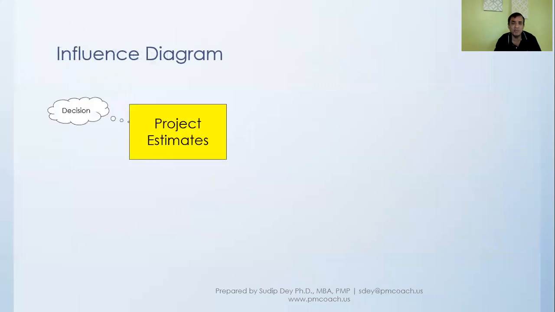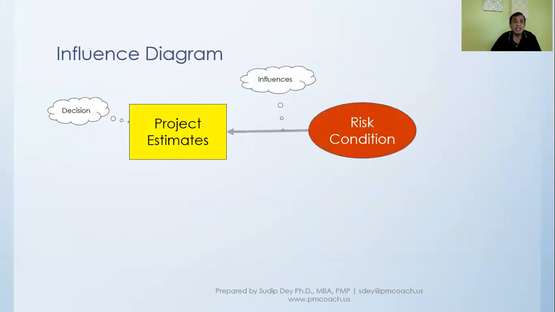So in an influence diagram, we have something called a decision. Let's say here, it is the project estimates. And that is influenced by some risk condition, and that risk condition is really some chance variable. So there will be some risk or source of risk which will influence our decision, which is the project estimates.